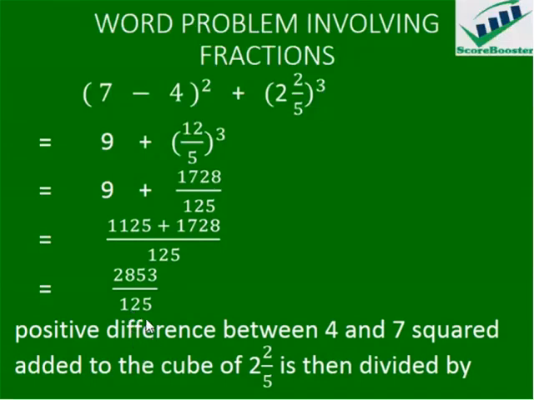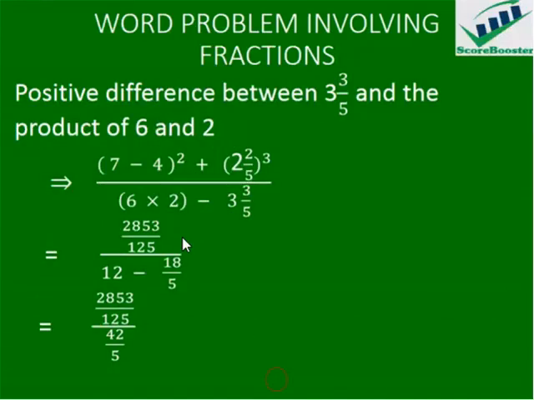The next step now says the positive difference between 4 and 7 squared added to the cube of 2 whole number 2 over 5. Then you divide it by the positive difference between 3 whole number 3 over 5 and the product of 6 and 2. When you look at that positive difference part, you see that the product of 6 and 2, which will give 12, is greater than 3 whole number 3 over 5. For us to get the positive difference, we subtract the smaller number from the larger number. That means we subtract 3 whole number 3 over 5 from 12.